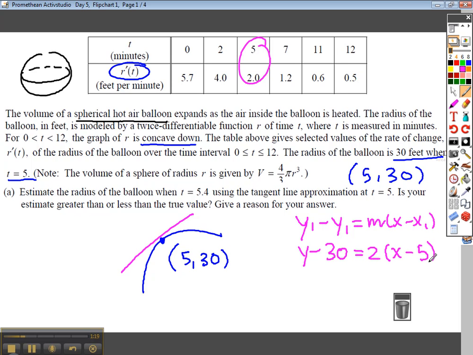You can solve for it, or you can just plug in. The number we're going to plug in, because it's asking us, is estimated at 5.4. So we're going to plug that in for x, and you can solve for y. And it turns out at 5.4, y is 30.8. So in answer to the question, that's the approximation. And is it less than or greater than? Well, you can see that it's greater than, because the actual value at 5.4 would be here. And the reason for that is because it's concave down.